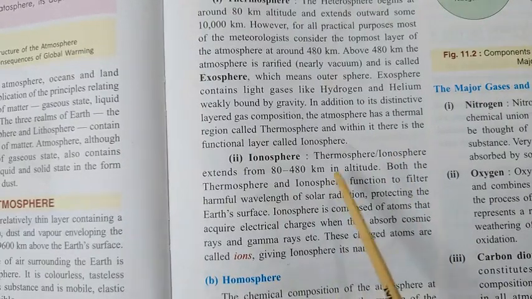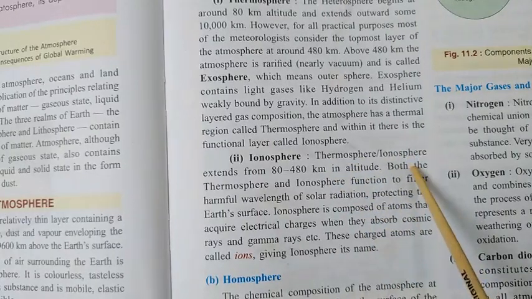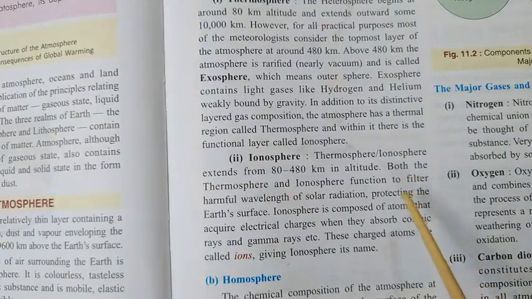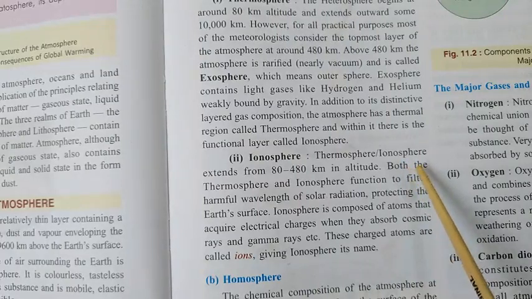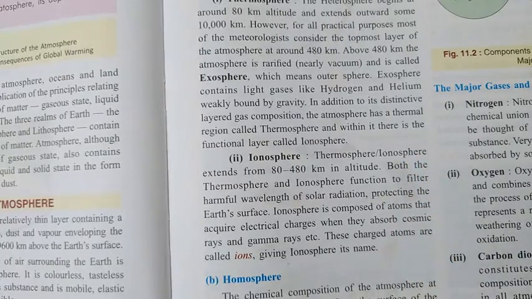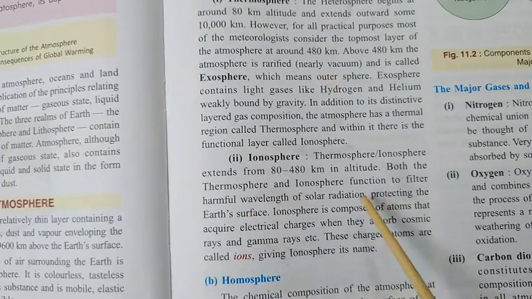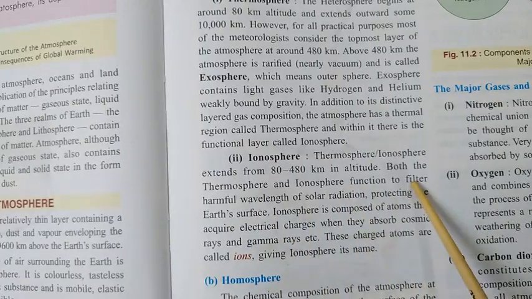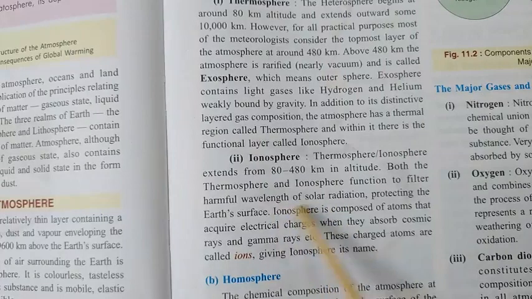Within the thermosphere lies the ionosphere. What is the ionosphere? It contains negatively charged particles, and these negatively charged particles act as a functional filter. What is the function of this layer? They act as a filter to what? To the harmful wavelengths of solar radiation.